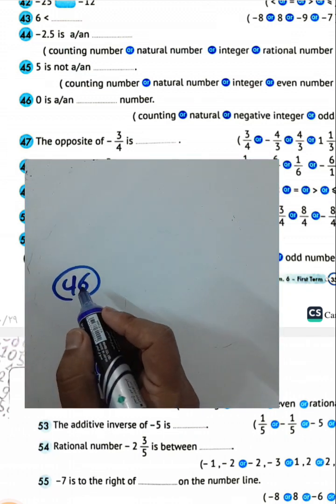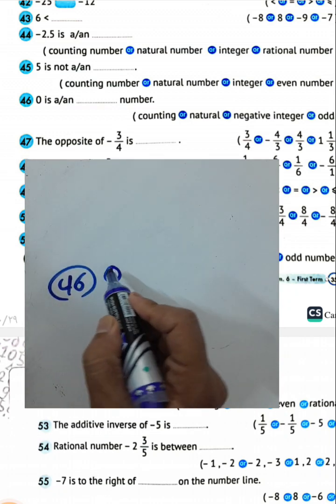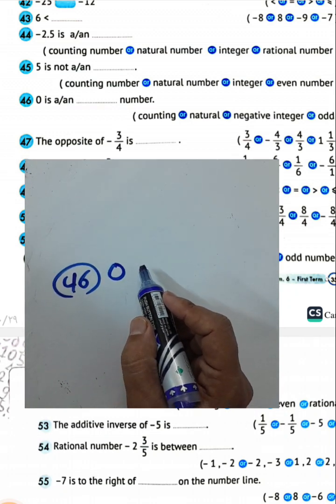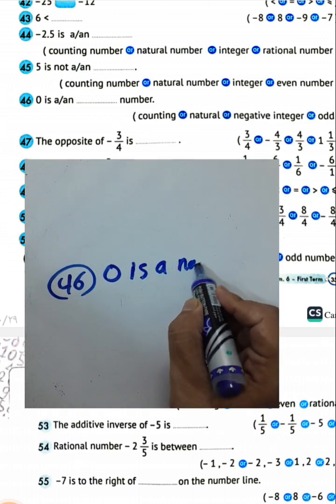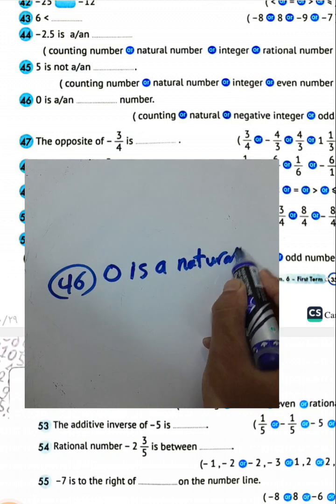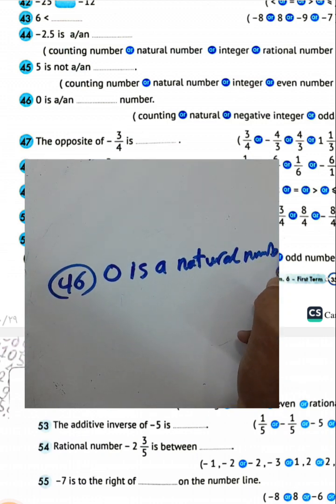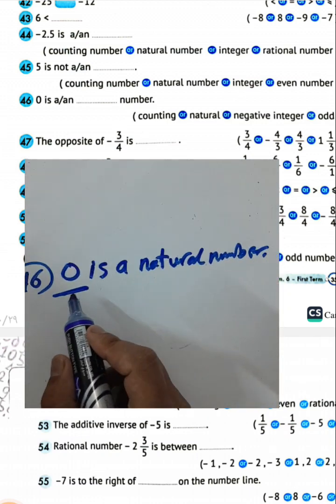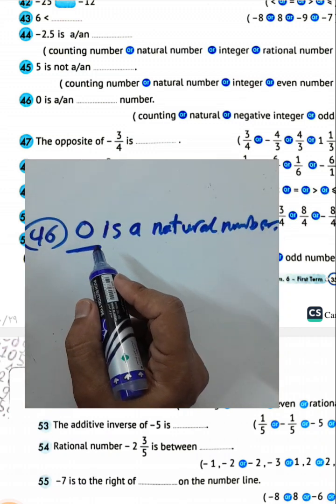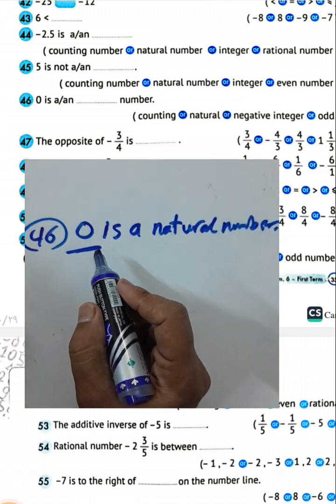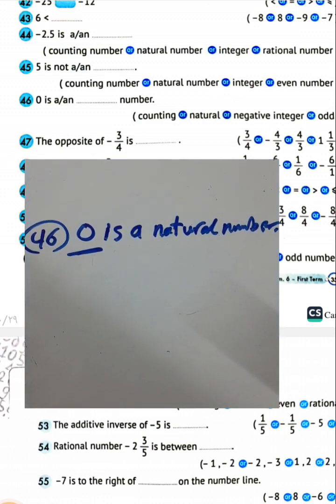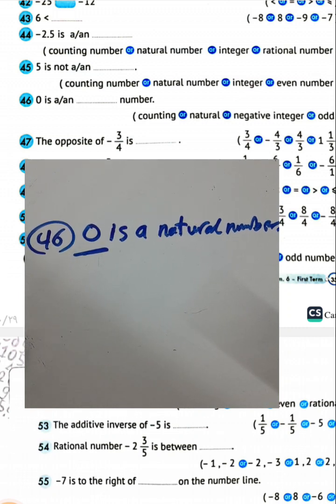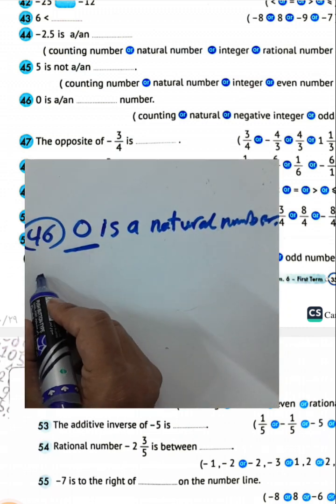Question 46: 0 is a natural number. A natural number begins at 0: 0, 1, 2, 3, 4 to infinity, but counting numbers begin at 1: 1, 2, 3, 4 to infinity. So 0 is a natural number.